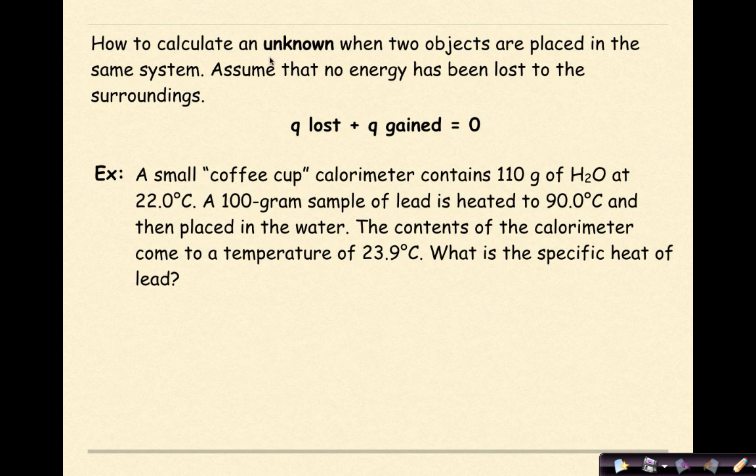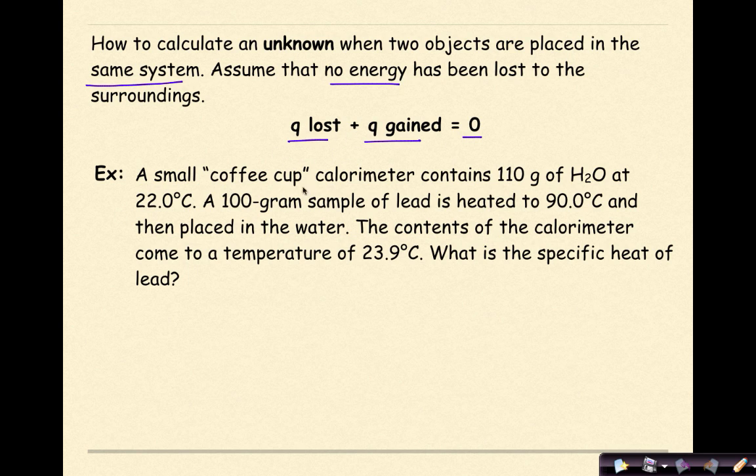How to calculate an unknown when two objects are placed in the same system. Assume that no energy has been lost to the surroundings. So what we can look at here is basically the relationship between the energy lost plus the energy gained will equal 0, because we're saying that this is a perfect situation where no energy is being lost.